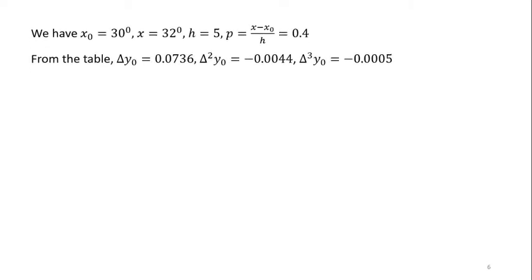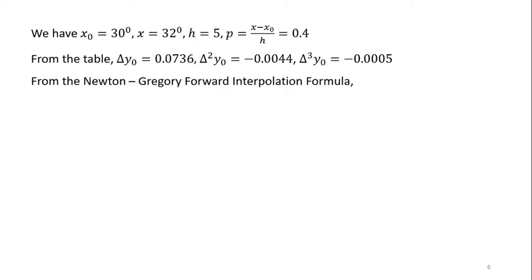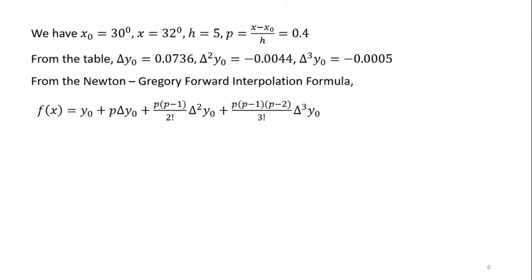Now write down these values. x naught is 30 degree, x is 32 degree, h is 5. So p is given by x minus x naught by h, that is 32 degree minus 30 degree divided by 5, that is 0.4. And from the table, delta of y naught is 0.0736, delta square of y naught is minus 0.0044, delta cube of y naught is minus 0.0005. Now write down the Newton-Gregory forward interpolation formula.